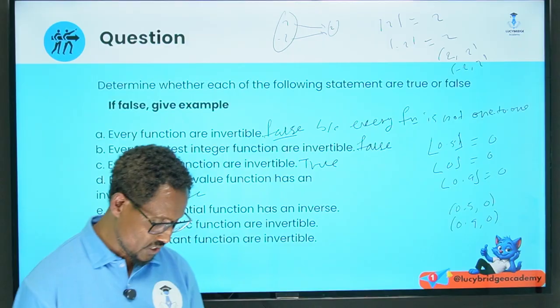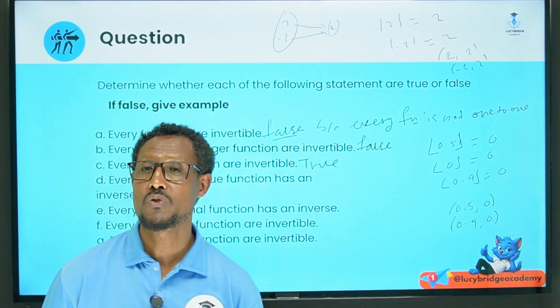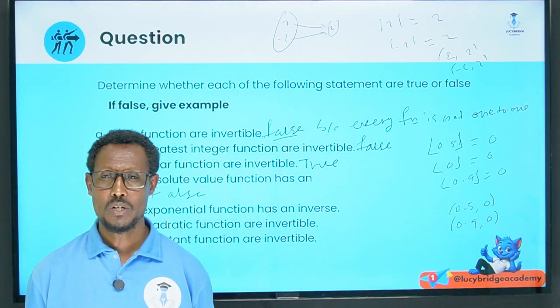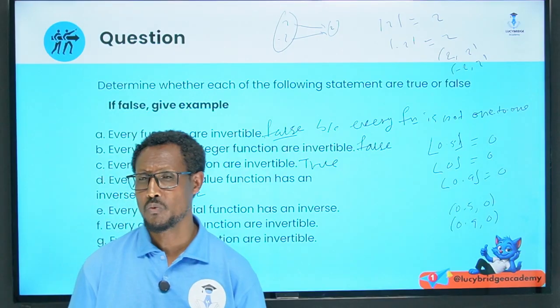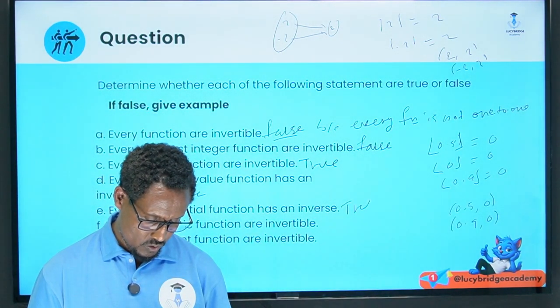Every exponential function has an inverse. Yes, true, because every exponential function is one-to-one. Therefore, it is invertible, which is true.